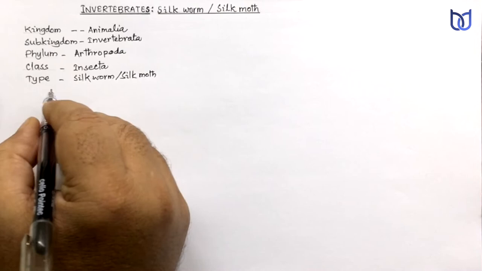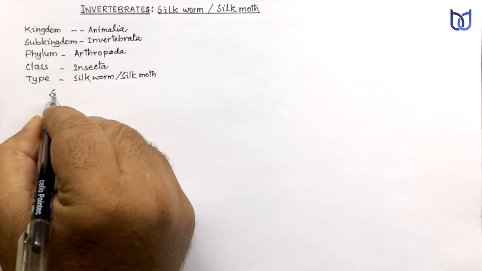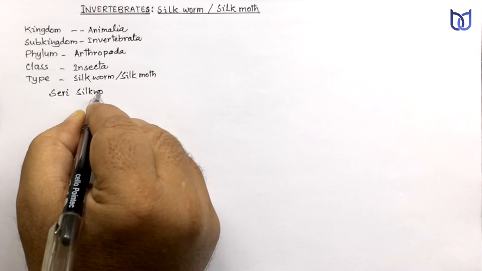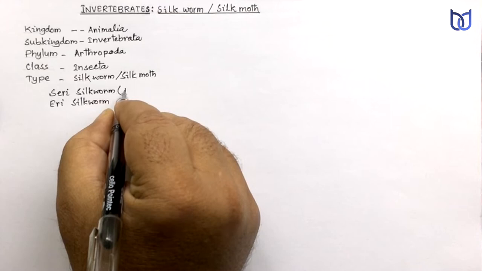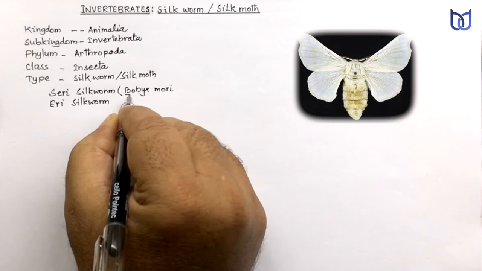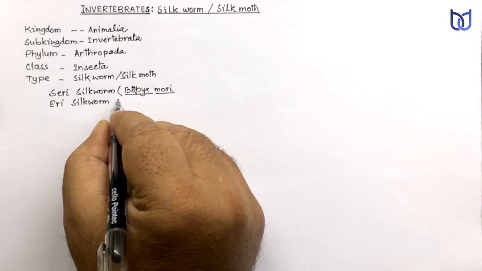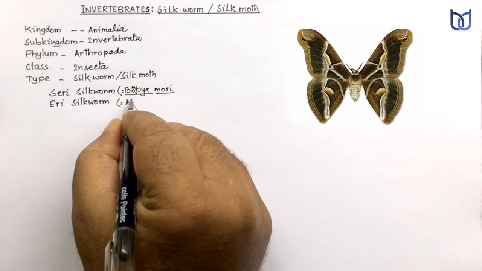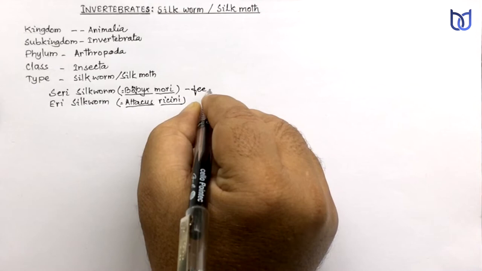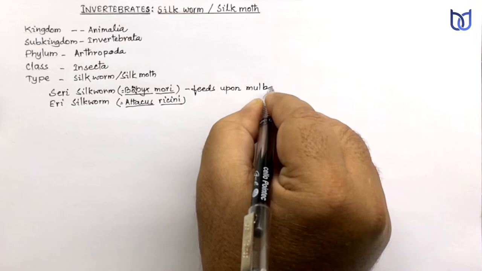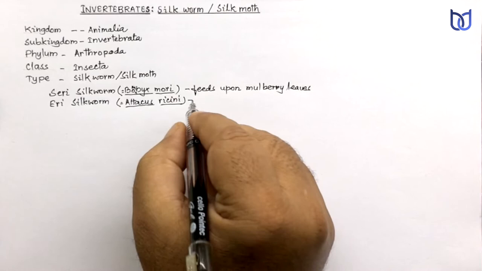Out of two different varieties of silkworm reared in our country, seri silkworm and airy silkworm, the scientific name of seri silkworm is Bombyx mori. And airy silkworm is Attacus ricini. Bombyx mori feeds upon mulberry leaves. However, the airy silkworm feeds upon castor leaves.